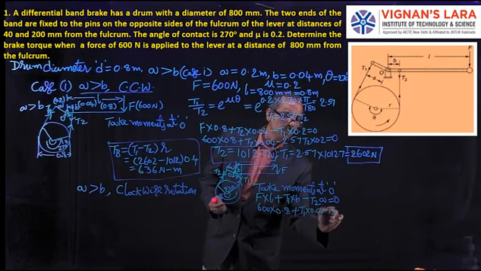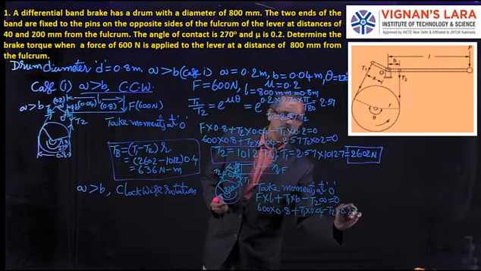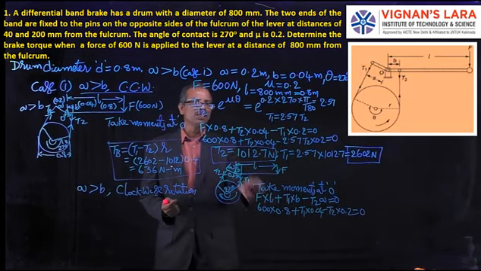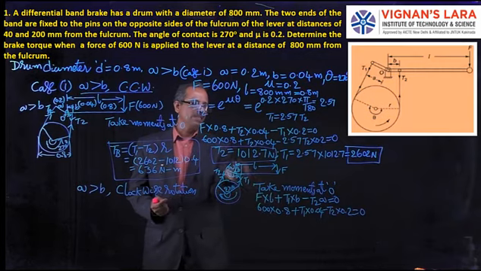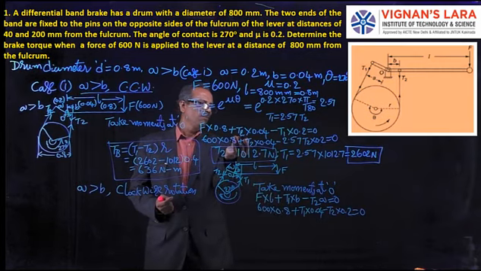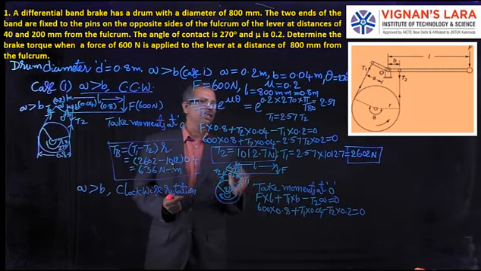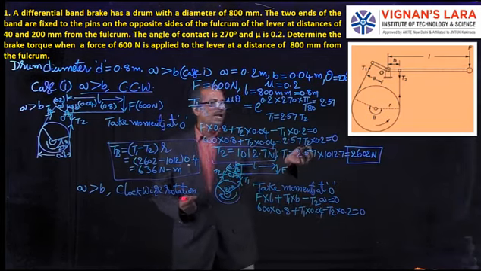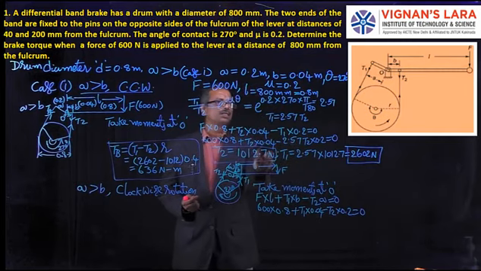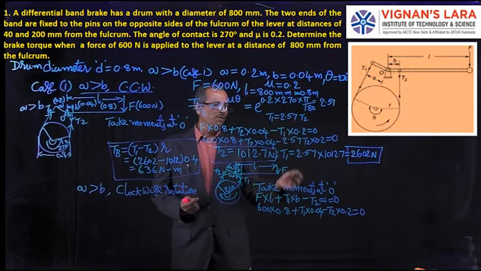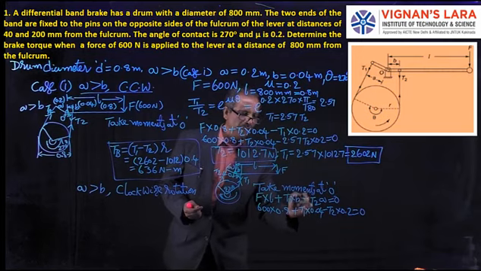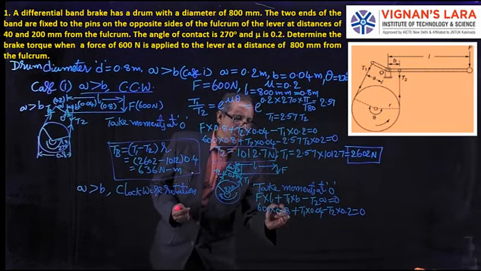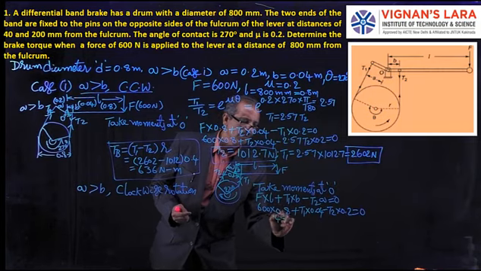T2 into 0.2. So the only difference is F into L, that is the same, 600 into 0.8. In place of T2 you get T1, and in place of T1 you get T2. So I have a relation already: T1 is 2.57 T2. So that I will replace. So this is 600 into 0.8, 480.